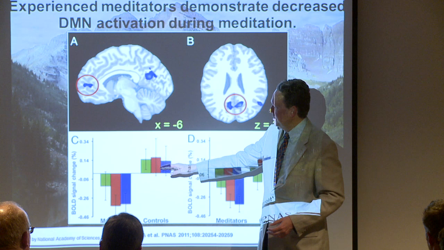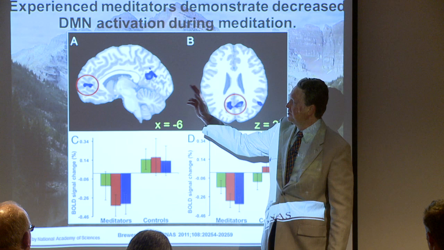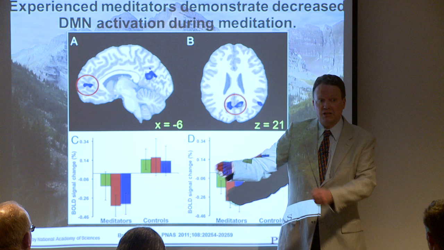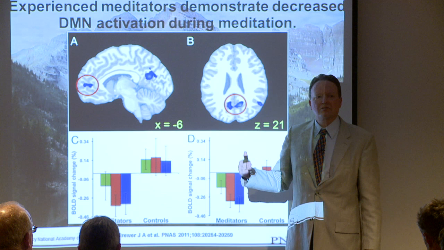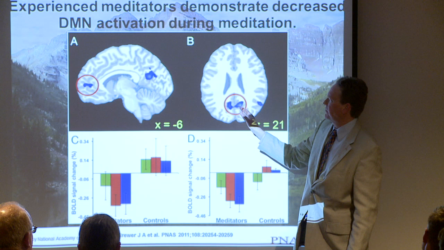For the non-meditators, there was a boost in oxygenation of the tissue in the default mode network. So that is an indication that those neurons were firing more and needing more fuel. Whereas for the meditators, the default mode network became less active. Neurons firing less, requiring less blood supply. And that's true in different parts.